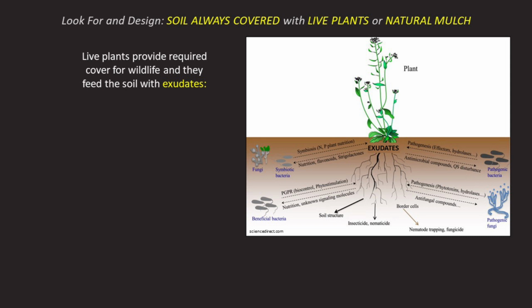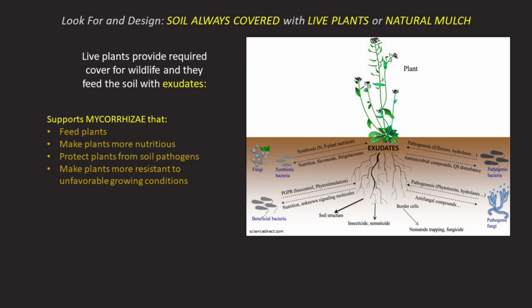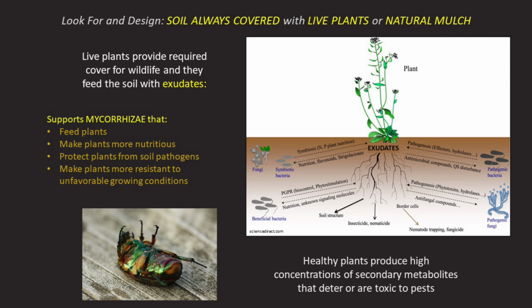Live plants not only provide cover and food to wildlife, they also feed the soil with exudates that are especially valuable for supporting mycorrhizae that plants require to stay healthy, that make the plants more nutritious for people and wildlife, that protect the plants from soil pathogens, and that help plants remain more vigorous during drought and when exposed to other stressors. Healthy plants also produce higher concentrations of secondary metabolites that deter and/or are toxic to pests. And this can be especially valuable for organic gardeners who don't want to use chemicals.